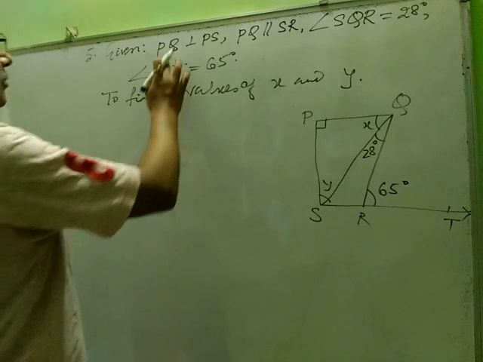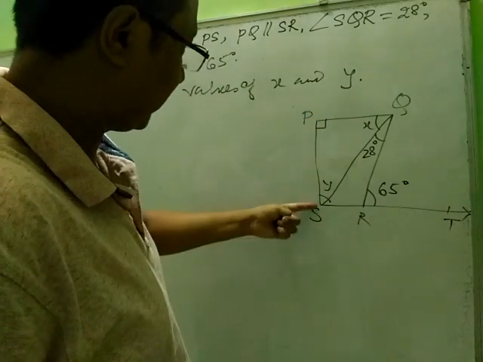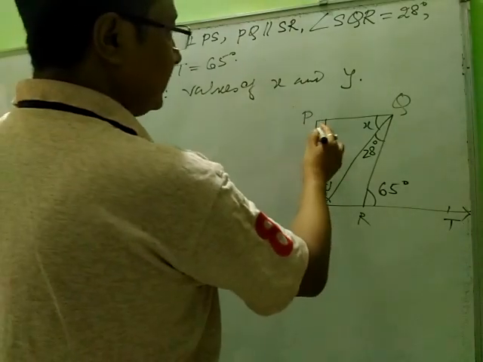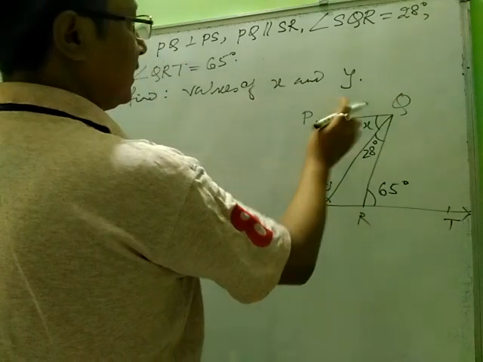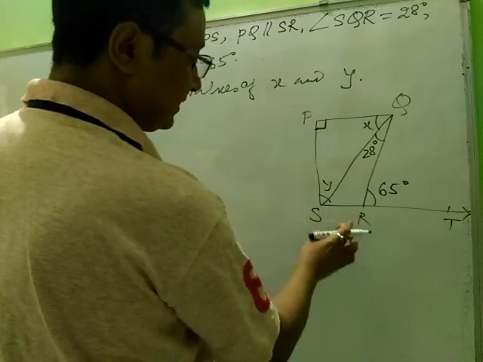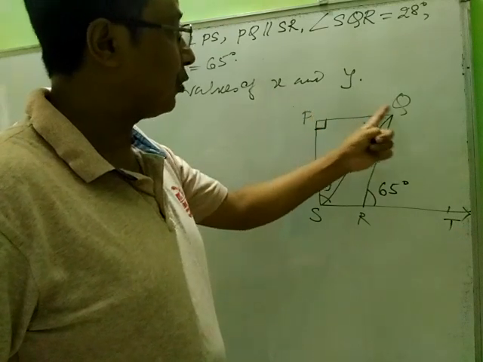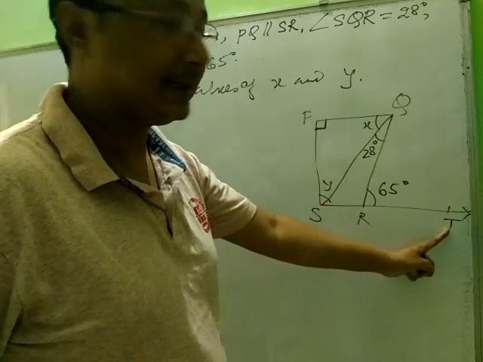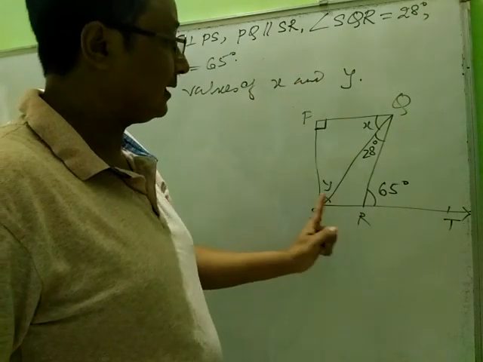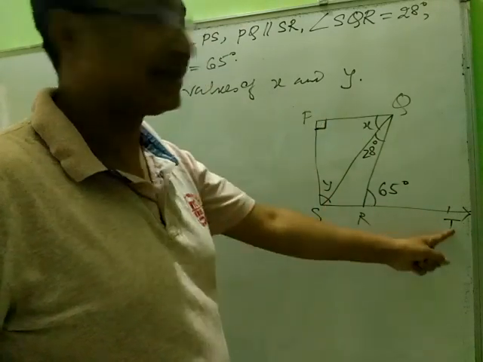Now, it is given that PQ is perpendicular to PS. So this angle is 90 degrees. Then PQ is parallel to SR. Since SR is produced to point T, PQ is also parallel to ST. Here they have given that PQ is parallel to SR, but the line SR is produced to T. That means PQ is also parallel to ST.